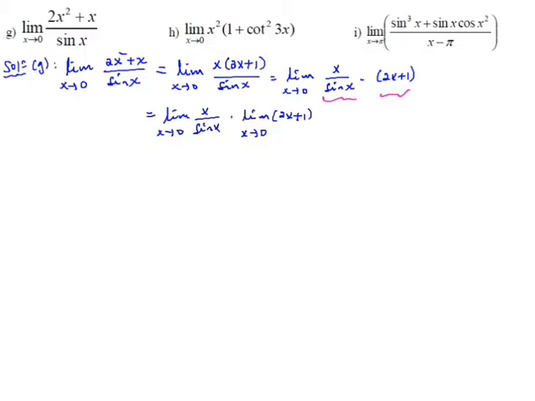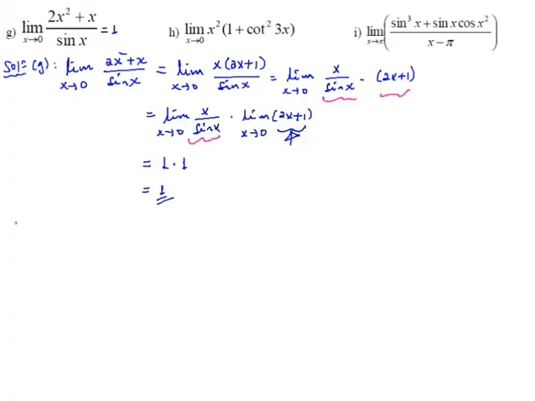We all know that the limit of x over sin x is 1. Keep this rule in mind. You can also verify using L'Hopital's rule; if you use it, you can check that it is true. So this becomes 1 times the limit of this part. Now we can directly substitute: 0 here, 2 times 0 plus 1 is 1. So the limit of this part is 1. So the answer for the G part is 1.